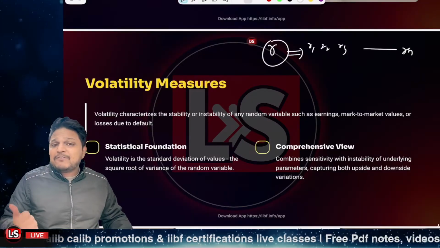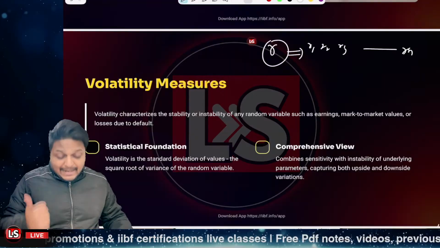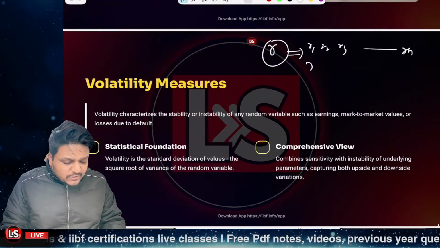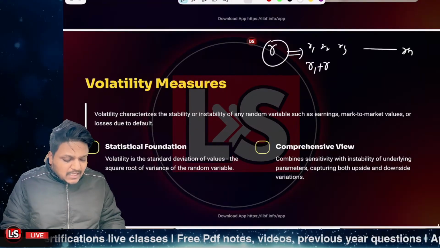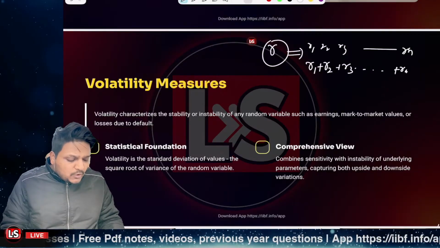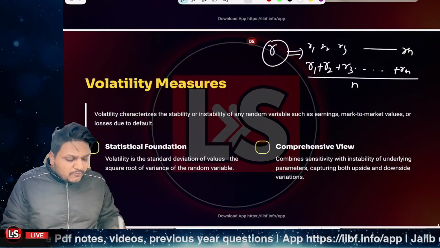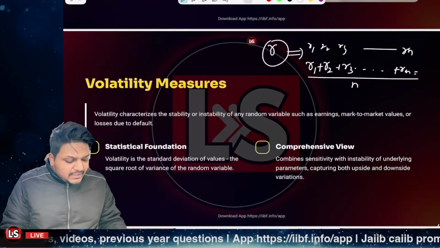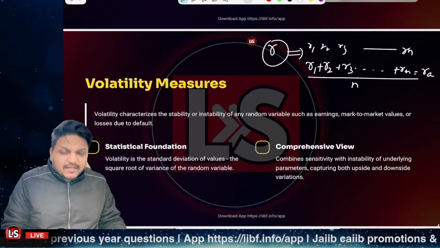And let's say I find the average of this random variable R. What will the average be? It will be the sum of all the terms, that is R1 plus R2 plus R3 up to Rn, divided by the number of terms. Let's denote this average by the letter Ra.